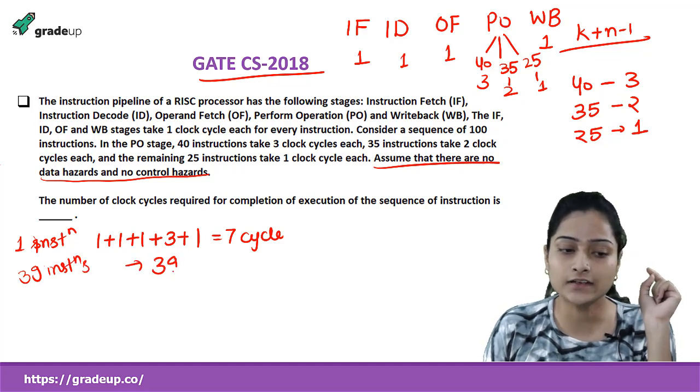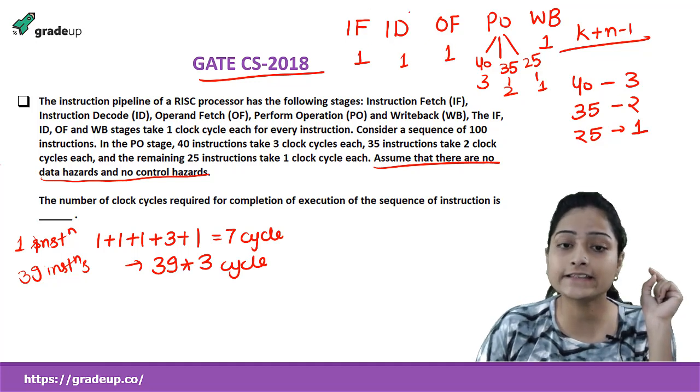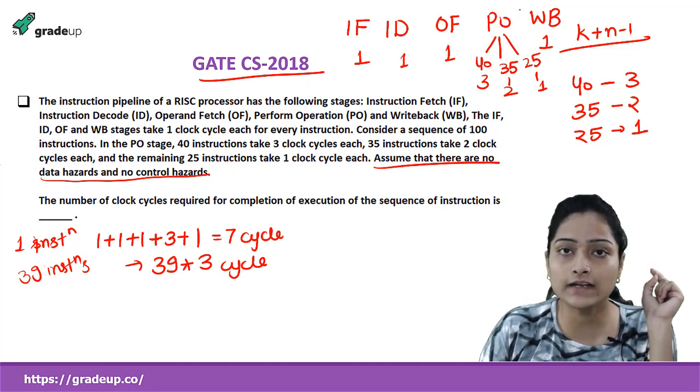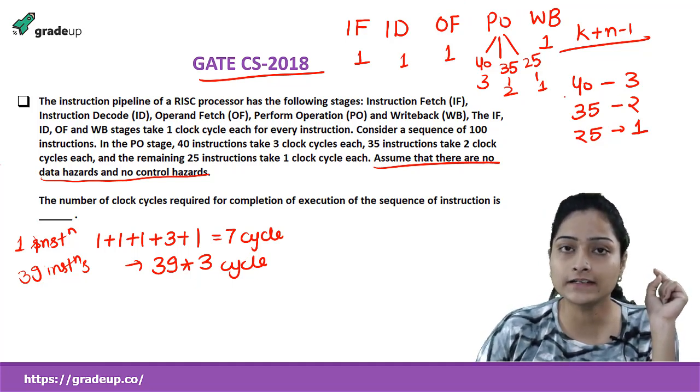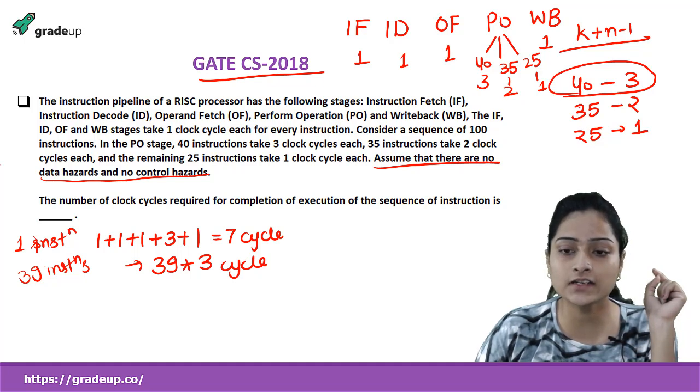For the remaining 39 instructions in these 40 instructions, it is going to take 39 into 3 cycles. Because these stages can be overlapped now, but this cannot be overlapped. This is going to take 3 cycles. Now we have completed the execution of these 40 instructions. Then we have to execute these 35 instructions.